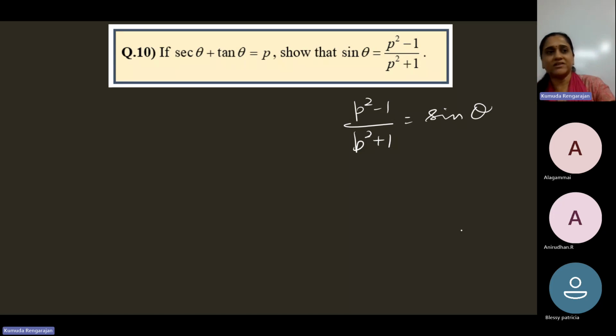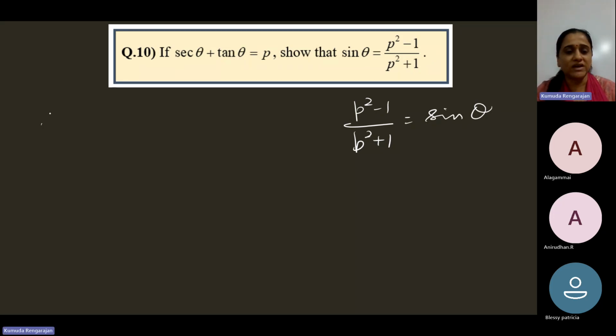Because we are given an expression for p, right? What is p? Secant theta plus tan theta. We are given that p is secant theta plus tan theta. So show that p square minus 1 by p square plus 1 is equal to sine theta. So we will work with p square minus 1 by p square plus 1 and we'll show that the result is equal to sine theta.